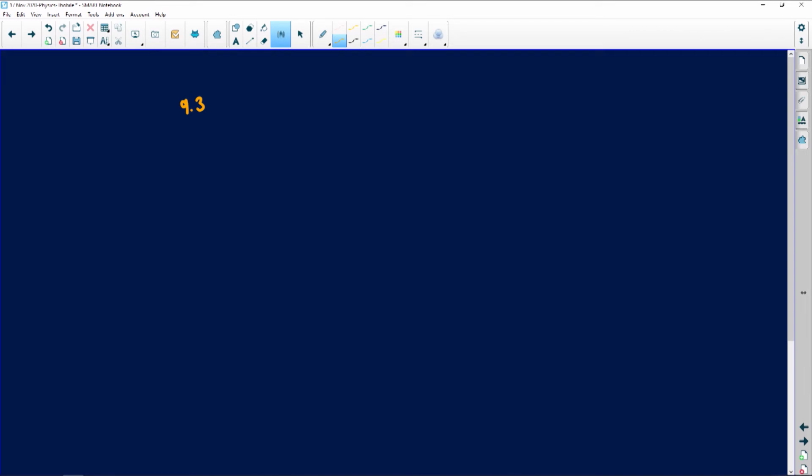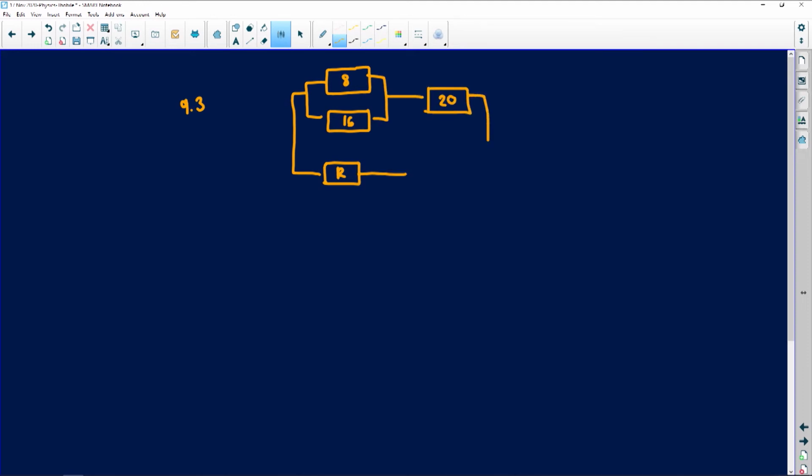9.3. I want to do it the long way around again. I just want to draw a little diagram so that everyone knows where we are. We have an 8 ohm resistor here. We have a 16 ohm resistor. This is in parallel. We have R, which is unknown. And remember that this is then in series with a 20 ohm resistor. Okay, we have A2 here that we need to remember.